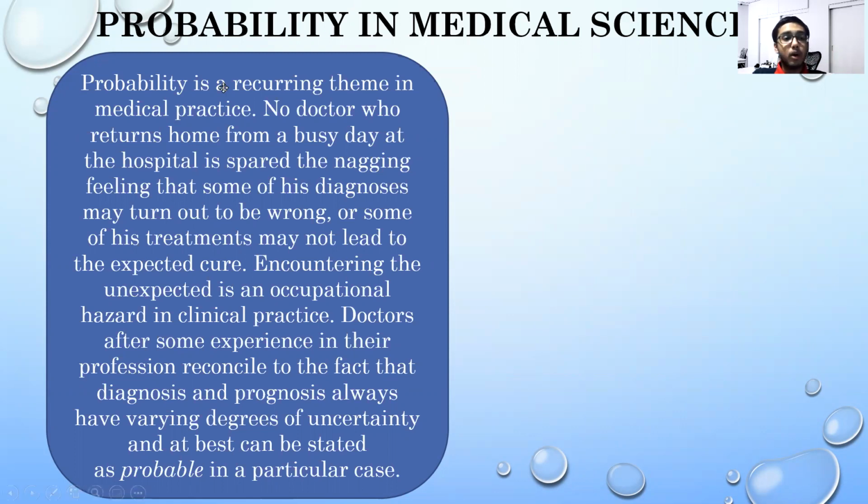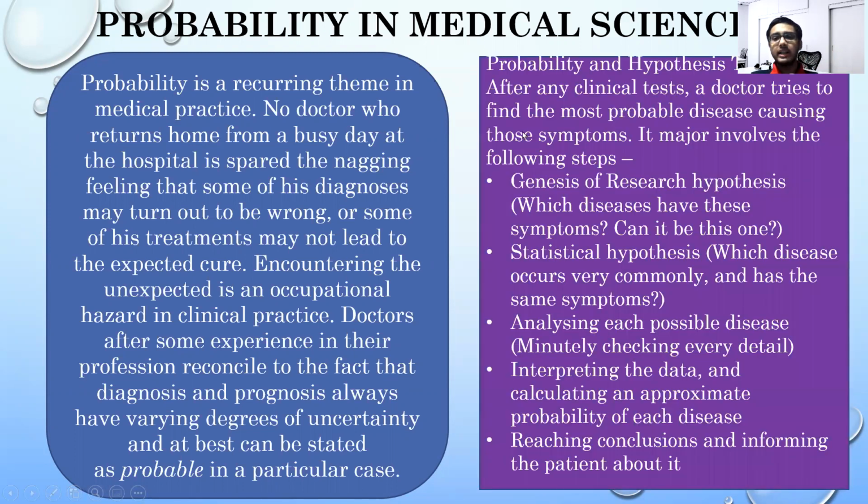Next, probability and hypothesis testing. After clinical tests, the doctor tries to find the most probable diseases causing those symptoms. There are 5 major steps. Genesis of research hypothesis, which is what the doctor thinks: which diseases have these symptoms, and can this be the disease which the patient has. Next is statistical hypothesis. Which disease occurs very commonly in this area? Is it highly probable that this person will have that disease too? Then analyzing each possible disease and minutely checking every detail, interpreting the data and calculating the approximate probability of each disease, and finally reaching conclusions and informing the patient about it.